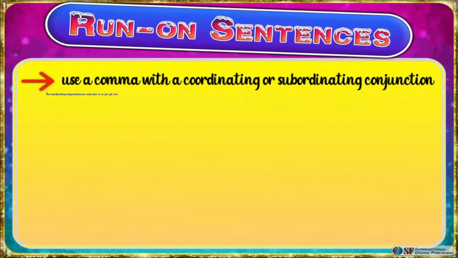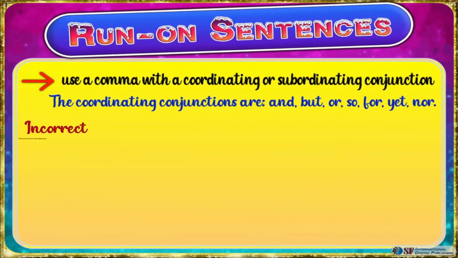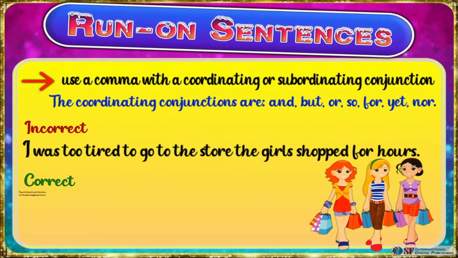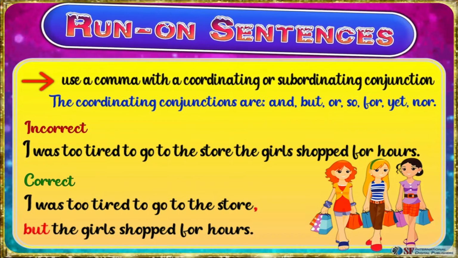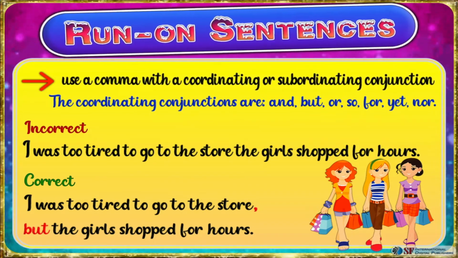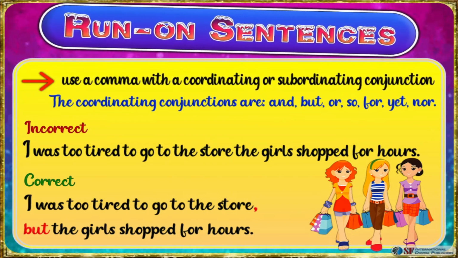This example has a run-on sentence occurrence issue. I was too tired to go to the store. The girls shopped for hours. We can resolve this issue by adding a comma with a coordinating conjunction, but.